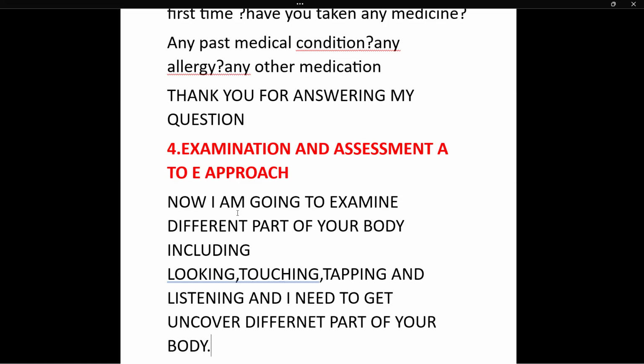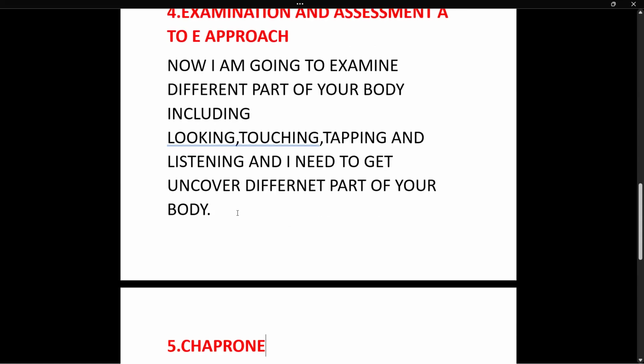All the assessment you will have to verbalize. You will have to tell the patient that it includes looking, touching, tapping, and listening to different parts of your body, and I need to uncover different parts of your body. So it is a signpost: you tell the patient that I'm going to do these things. Okay, all right. So basically it is the A to E approach. So you will have to uncover his chest, uncover his abdomen, to look at his private part.